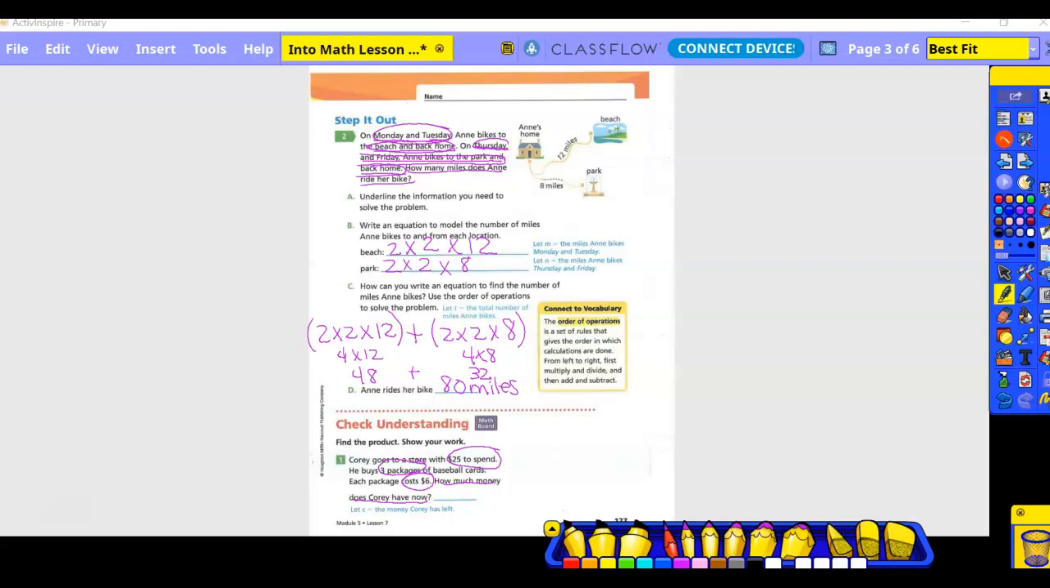So our first step is to figure out how much money Corey spent. So we would take 6 times 3 and get 18. And then we would take 25 minus 18 to get 7. So $7. Or to do order of operations, he would have started with 25 and then we would have subtracted the 6 times 3.